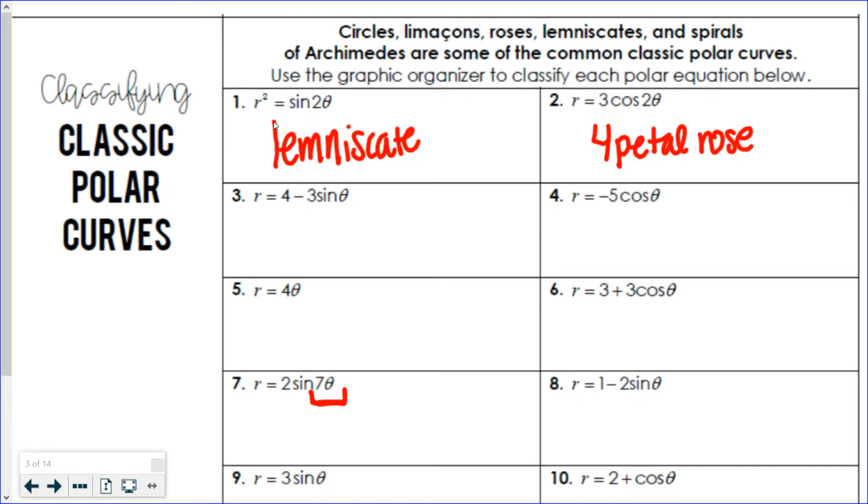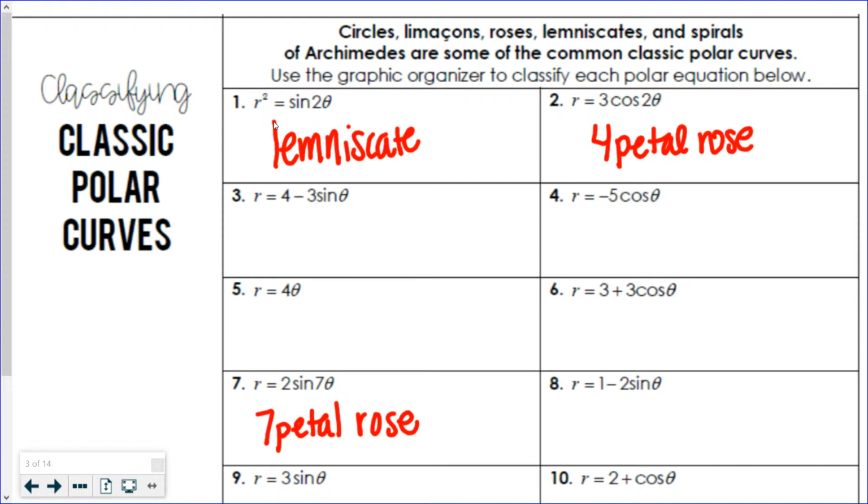Whereas for number 7, this is a 7 theta. If it's an odd number, then it's exactly what it says. It's going to be 7 petals because it says 7 theta. So if it was sine 5 theta, that would be a 5-petal rose. If it's 3 theta, that's a 3-petal rose. For even, if it was 4 theta, that would be an 8-petal rose. If it was 6 theta, that would be a 12-petal rose. If it was 8 theta, 8 times 2 would be a 16-petal rose. So we double it if it's even, it's exactly the same if it's odd.